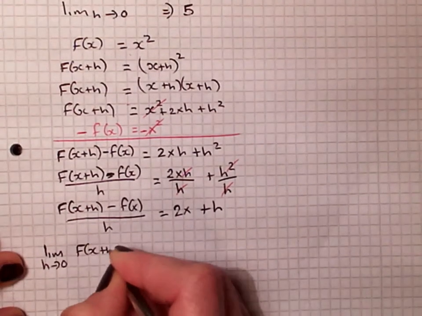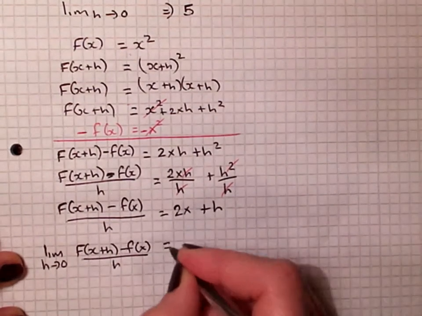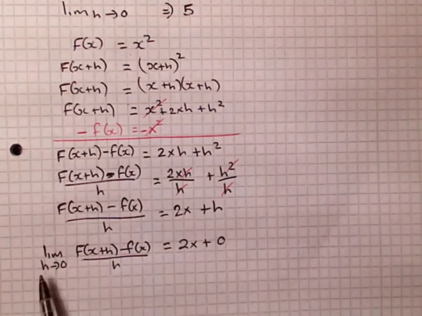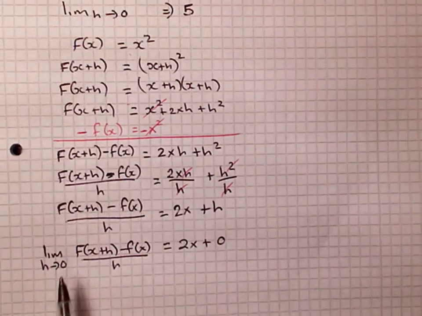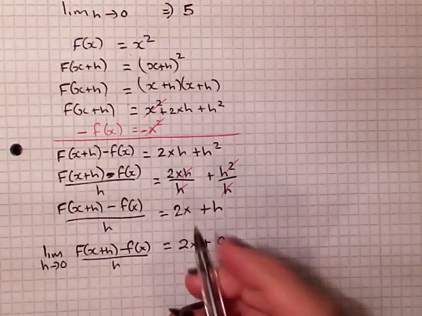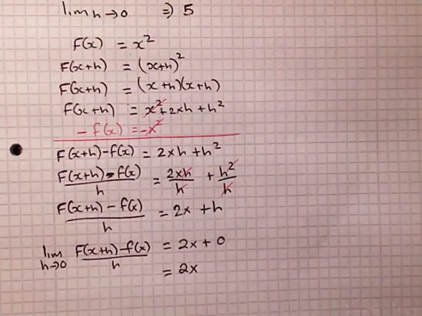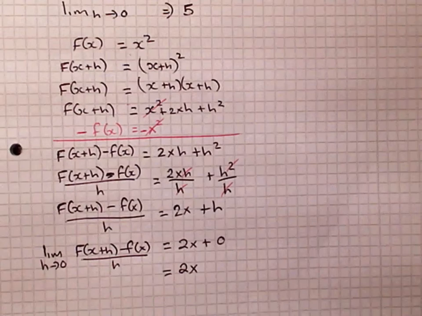f of x plus h minus f of x divided by h, and everywhere you see h you put in 0. Okay, so it goes closer and closer and closer to 0. It never reaches 0, but we put it in as the value 0. So the answer is 2x. So when we differentiate x squared from first principles, we get an answer of 2x.